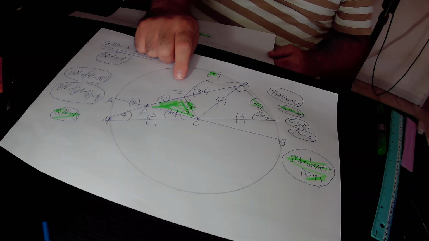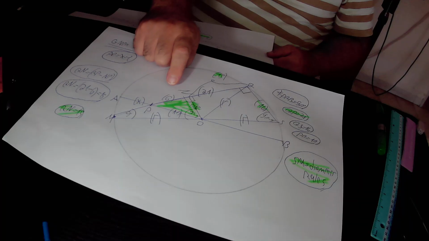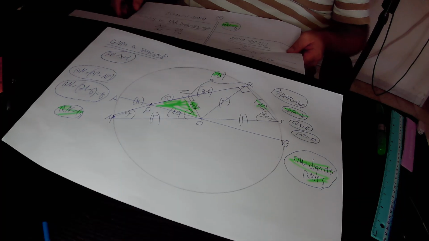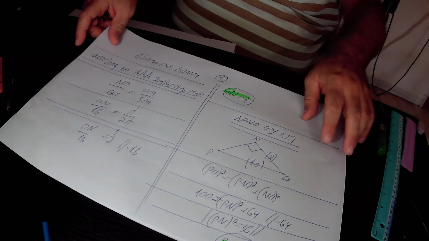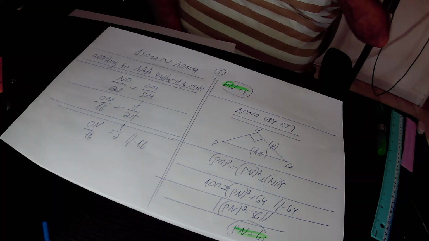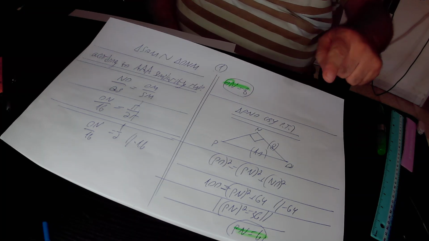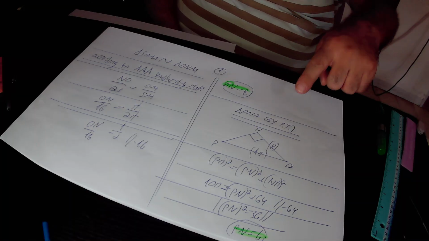In the next step I copied the right-angled small triangle ONP onto a new page and we implemented the Pythagoras theorem on this right-angled small triangle, triangle ONP. This is the right-angled small triangle ONP that I copied from the original diagram. In this right triangle ONP, according to the Pythagoras theorem, OP squared, that is the square of the hypotenuse, equals NP squared plus NO squared.